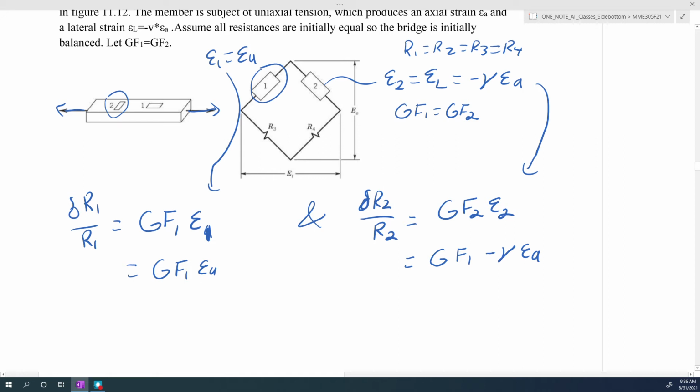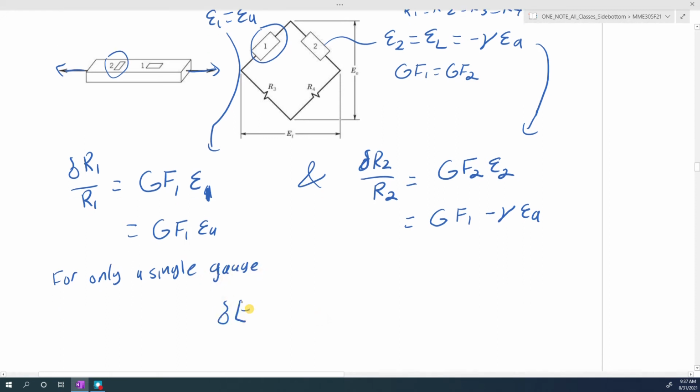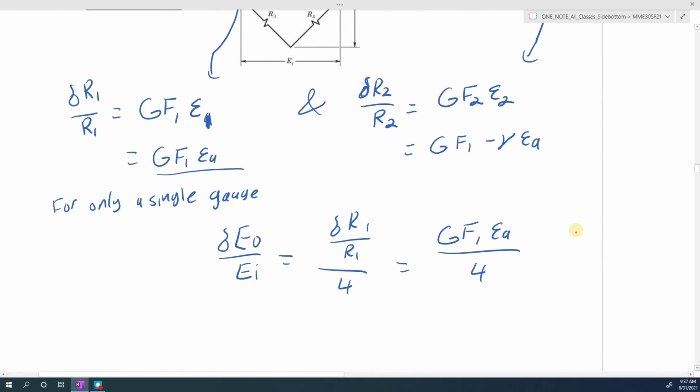We know from last lecture that for only a single gauge, the change in the output voltage over the input voltage would be proportional to delta R1 over R1 divided by 4. If we plug in the value for delta R1, we would get the gauge factor 1 times the axial strain over 4. But since we're using multiple gauges, that equation is no longer applicable.